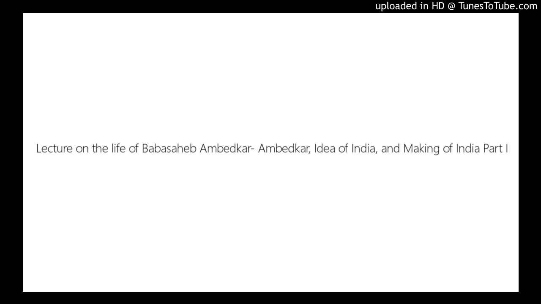So 55 members were elected from the United Provinces, the present day Uttar Pradesh. From the Madras Presidency, about 49 members were elected. From Bombay Presidency, 19 members were elected. From Bihar, about 36 members were elected for the Constituent Assembly.